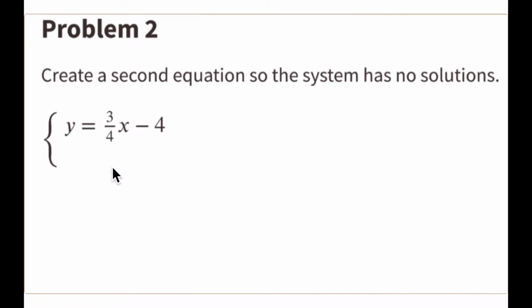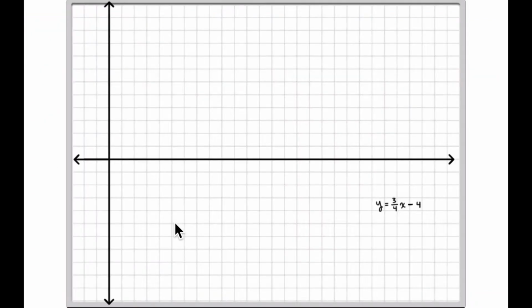So the slope has to be the same. If the lines are parallel, the slope will be the same, but they will have different y-intercepts. So they will go through the y-axis at a different point. This equation goes through the y-axis at -4. A second equation: same slope, different y-intercept.